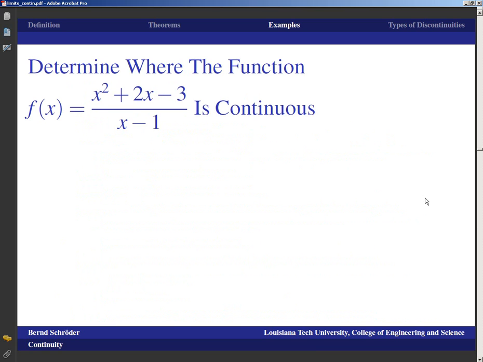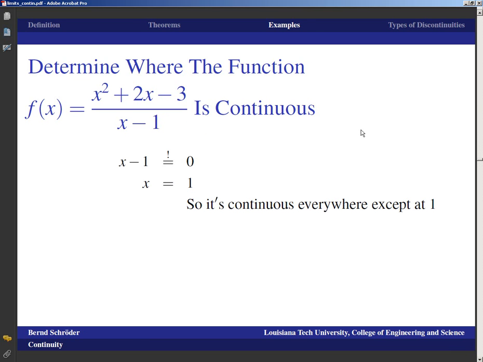And so now if we're looking at a concrete example where we want to determine where the function (x squared plus 2x minus 3) over (x minus 1) is continuous, well, the only thing that could go wrong here is that the limit doesn't exist because of a division by 0. So we set the denominator equal to 0, we end up with x equals 1, and that means the function is continuous everywhere except at 1.